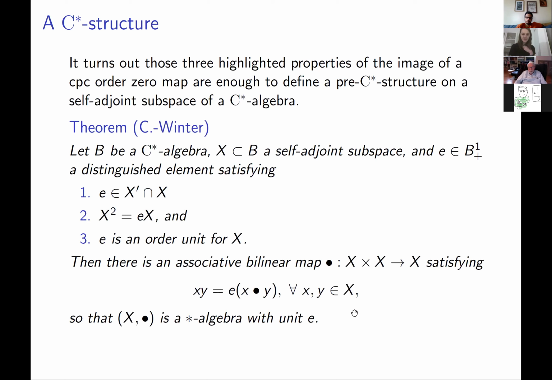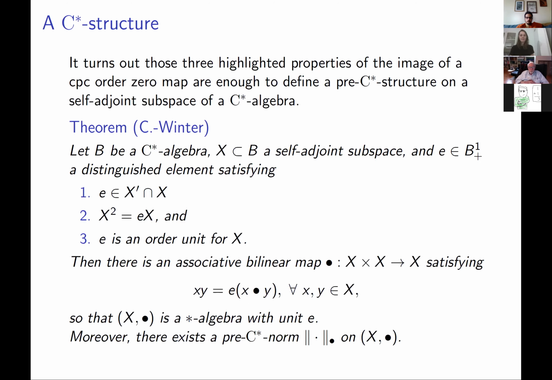So this equation that it satisfies is technically very powerful, but the main upshot is that X, along with this new bilinear map, forms a star algebra with E as its unit. What this expression right here is telling you is, moreover, there's a very intimate sense in which this new multiplication that I'm acting on X plays well with the multiplication that's happening on B. So here XY, this multiplication is in B, is equal to E times this element X bullet Y. This lands in X, and this multiplication here is also in X.